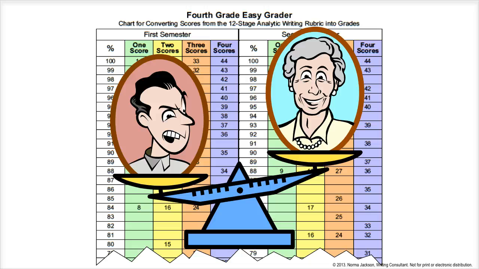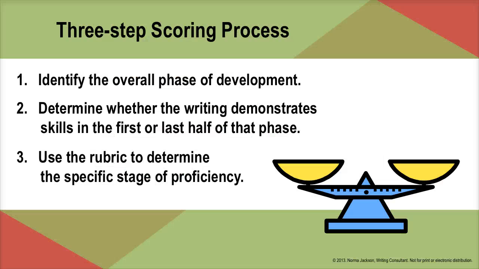Obviously, as professionals, we try to recognize and avoid biases. However, any remaining subjectivity is minimized when you use the 3-step scoring process with fidelity and don't allow yourself to take shortcuts. By first identifying the broad phase of development and then determining whether or not the student demonstrates skills in the first or second half of this phase, you know you're in the right ballpark.